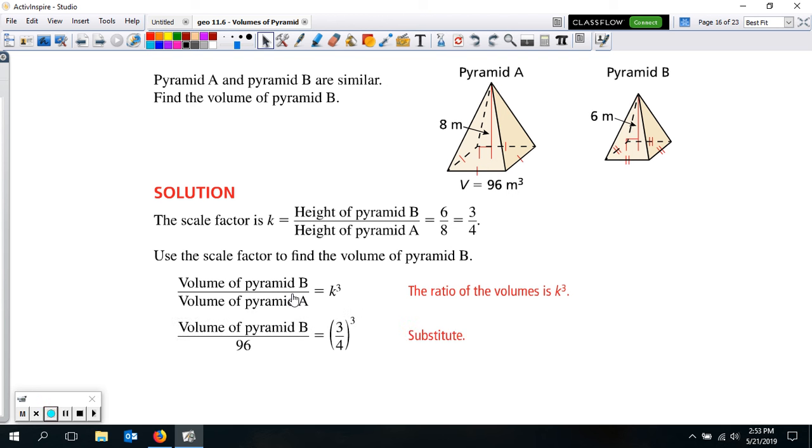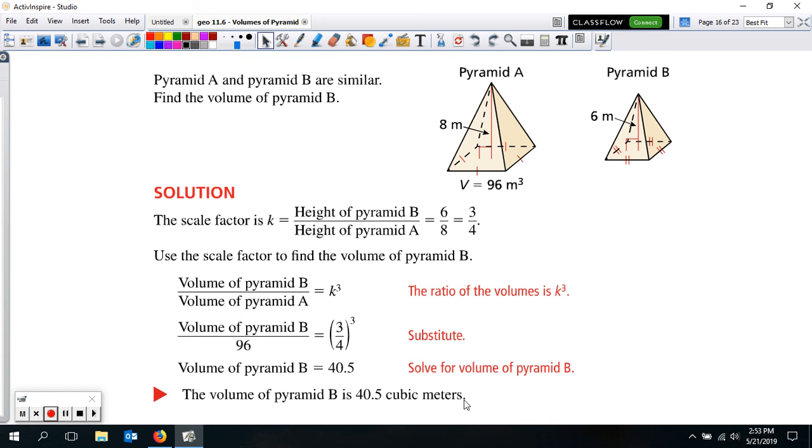So we plug everything in, 3/4 to the 3rd power, figure out what that is, and then multiply both sides by 96. So basically 3/4 to the 3rd power times 96 would end up equaling 40.5, and so that's what we would have for the volume of B, 40.5 cubic meters. All right, let's go ahead and try number 10.